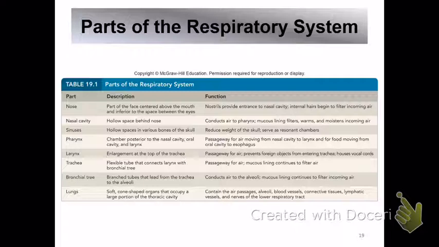Okay, this is just a table, a nice summary of the respiratory system parts, what they're like, where they are, and what they do. So this table is a nice summary of what we've talked about thus far.